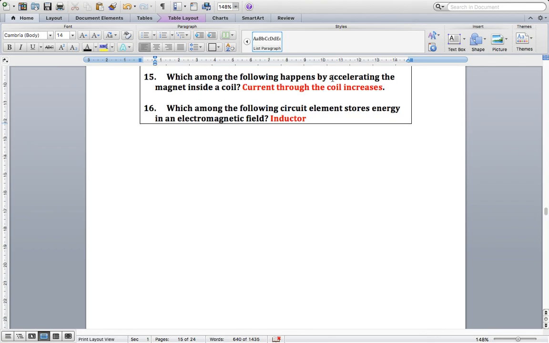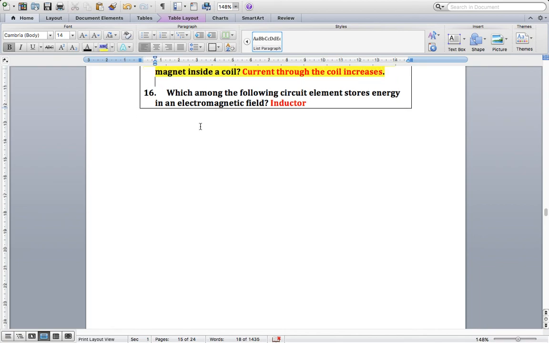Which among the following happens by accelerating the magnet inside the coil? No need, this is also an unusable question. Which among the following circuit elements stores energy in an electromagnetic field? Very, very, very important. You can expect this one. The element which stores energy in a magnetic field is one and only the inductor. The element which stores electrical energy is the capacitor, but the one that stores it in a magnetic field is the inductor.